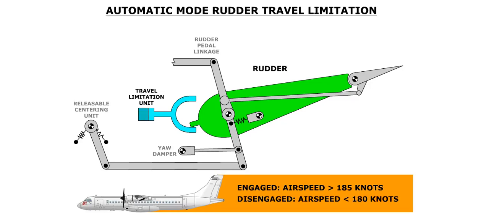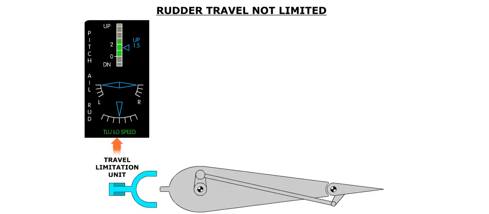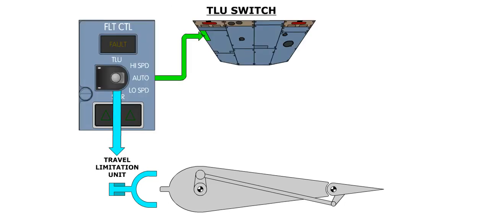In the automatic mode, the TLU limits rudder travel when the aircraft accelerates through 185 knots. The rudder travel limit is removed when the aircraft slows below 180 knots. Whenever the rudder travel is not limited, a green TLU low speed label is displayed on the EWD. The TLU can also be manually controlled by the TLU switch on the flight control panel on the overhead panel. This 3-position switch is guarded to the auto position. In the auto position, the TLU mode will be controlled by the air data computers.